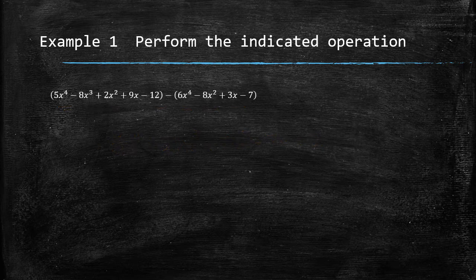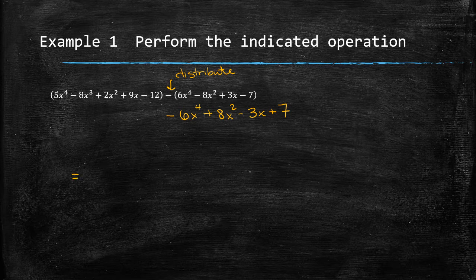Okay, part B, we now want to subtract two polynomials. Okay, so we want to be careful. This negative right here needs to get distributed. Okay, so I'm going to rewrite these last four terms. So minus 6x to the fourth plus 8x squared minus 3x plus 7. Okay, so distribute the negative to all four terms, which means we need to change the sign. Okay, so now we're ready to add like terms.